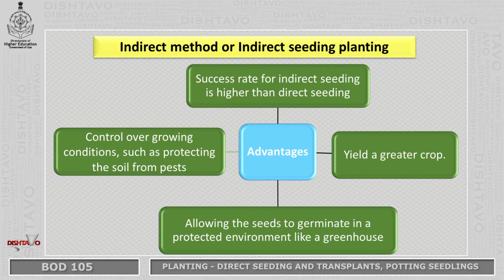What are the advantages of the indirect method or indirect seeding planting? The success rate for indirect seeding is higher than direct seeding. Here, you will have a greater crop yield. Also, it allows the seeds to germinate in a protected environment like a greenhouse. And lastly, it controls overgrowing conditions and protects the soil from pests.